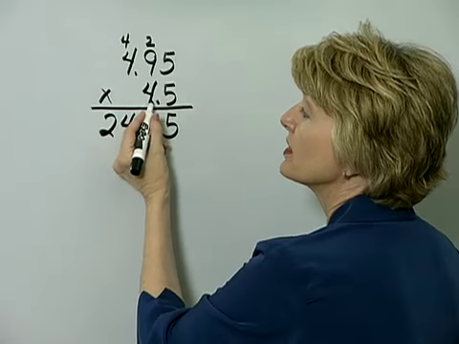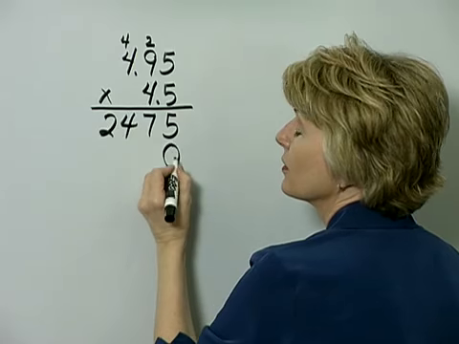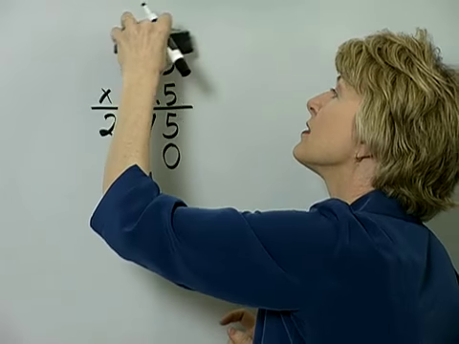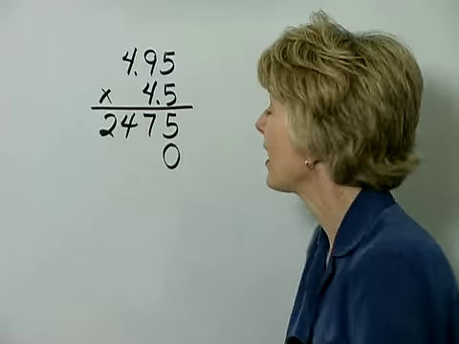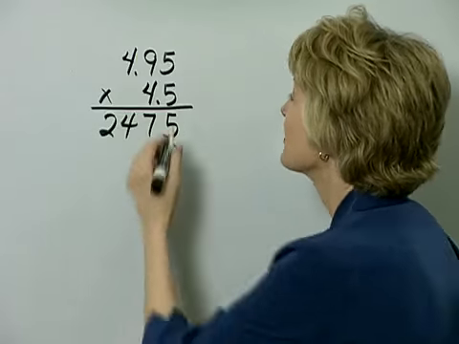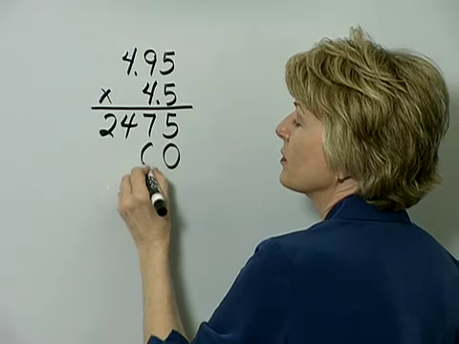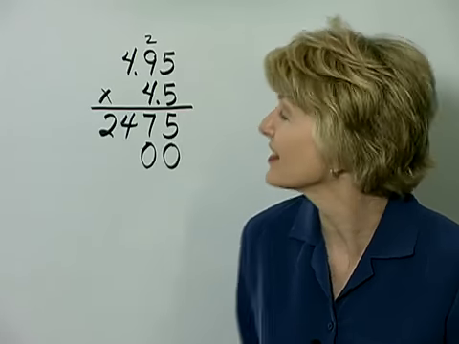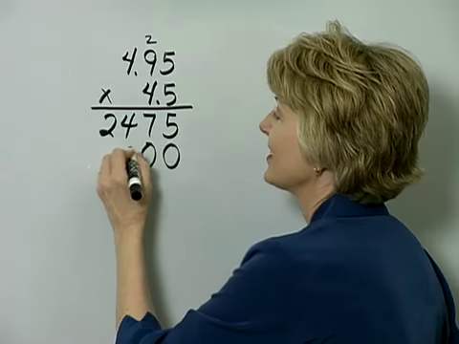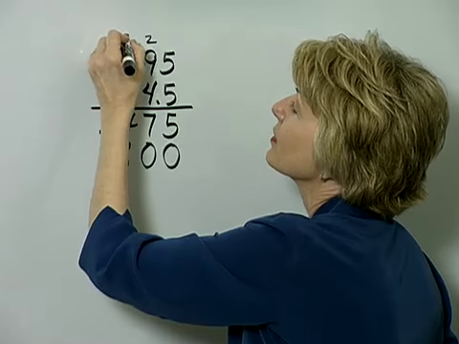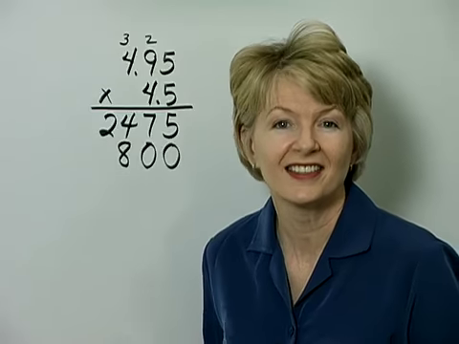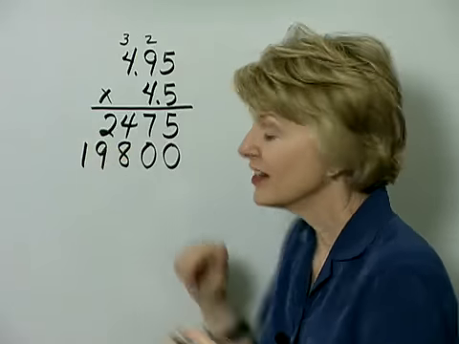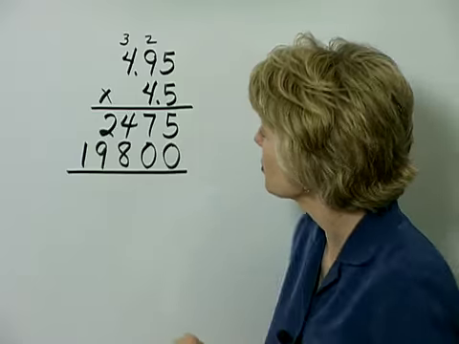And now we'll go to this place. I'll insert 1 0, and now I'll think of multiplying 4 times 495, because I'm thinking of this as whole numbers. So 4 times 5 is 20. Write down the 0, carry the 2. 4 times 9, 9 times 4 is 36, plus 2 is 38. 8, carry the 3. 4 times 4 is 16, and 16 plus 3 is 19. Here's my other partial product, so let's find the sum of these partial products.